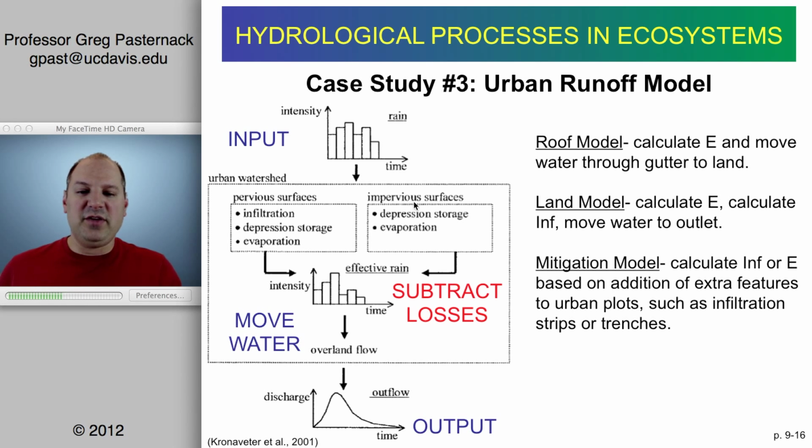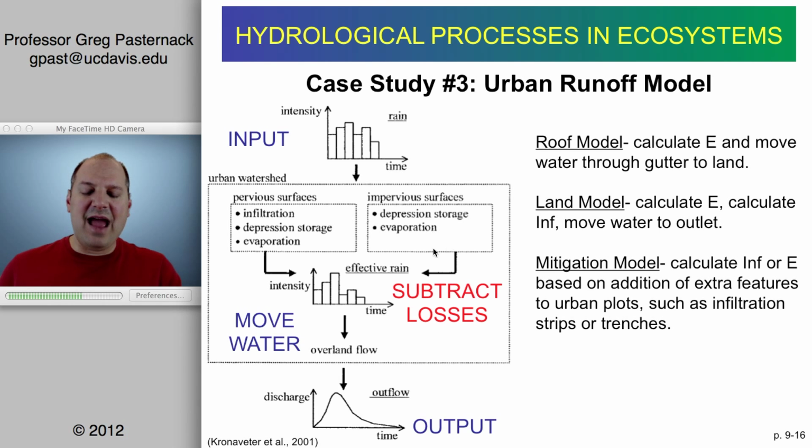For the impervious surface, we're just going to have depression storage. So where you have dips in the cement, water can be stored there. And you're also going to have some evaporation. Each of these phrases is basically associated with an equation or a constant that's going to define that process. I'm not going to go into those equations now. We'll do that much later in the quarter.